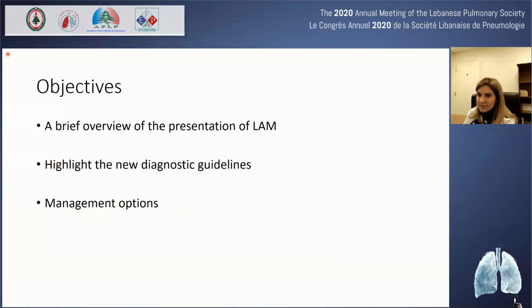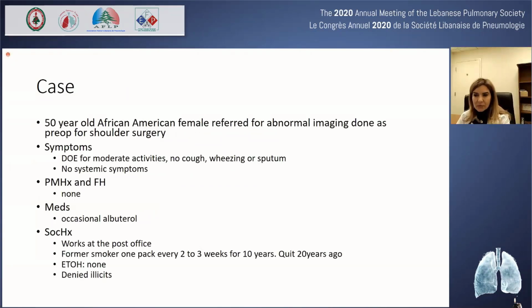The objectives of the talk: we will briefly overview the presentation of LAM. I will highlight the new diagnostic guidelines and the management options. We will start with a case. This is a case of a 50-year-old African-American female that I saw in my clinic when I was still in training. She was referred for abnormal imaging that was done as a pre-op workup for shoulder surgery.